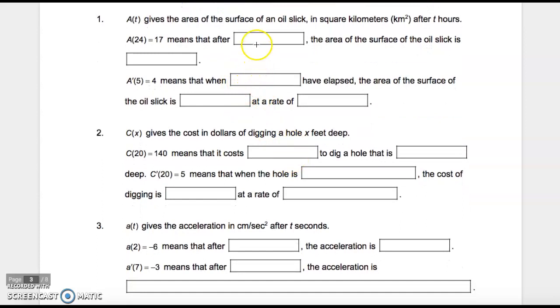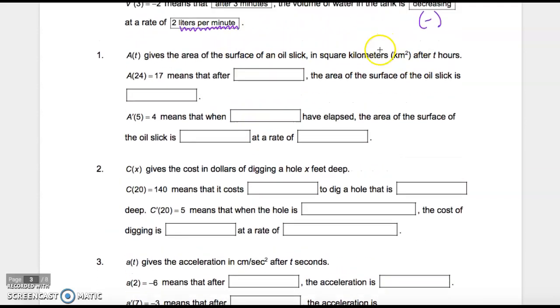A of t gives the area of the surface of an oil slick in square kilometers after t hours. So that means that A is measured in kilometers squared and t is measured in hours. So A of 24 equals 17 means that after 24 hours, the area of the surface of the oil slick is 17 kilometers squared, or 17 square kilometers.